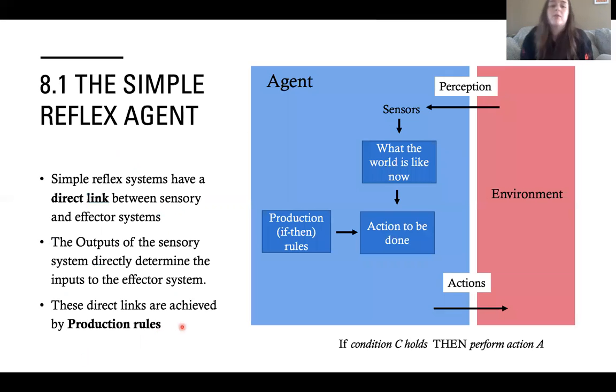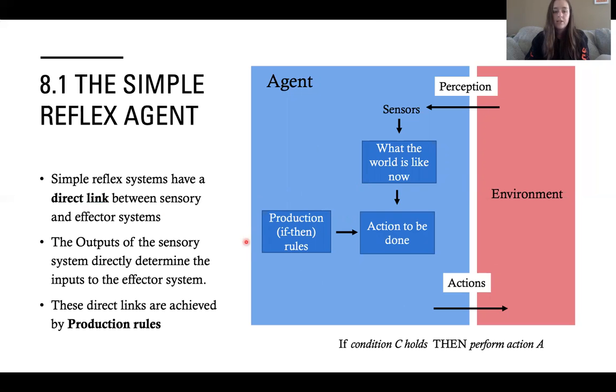So now we're going to go in on the different types of artificial agents. The first one being the simple reflex agent. So the simple reflex agent is a direct link between sensory and effector systems. So basically an input-output system. So you have input from the environment, perception, and that in turn makes an output, which is the action.